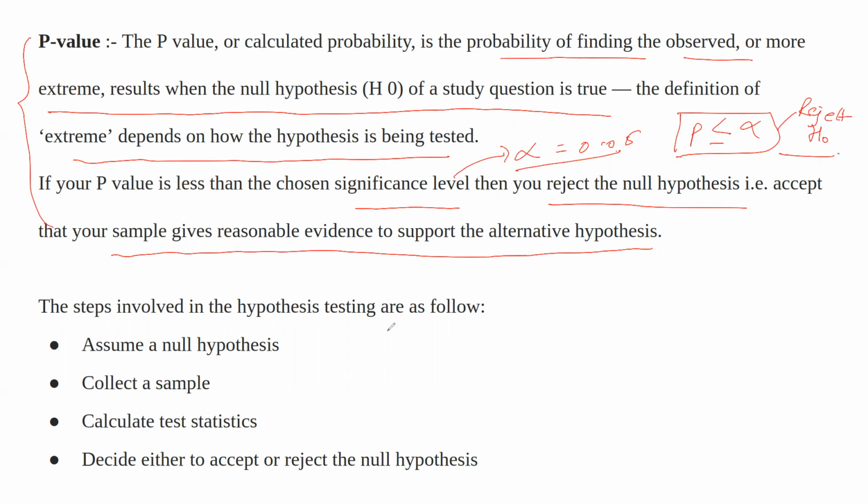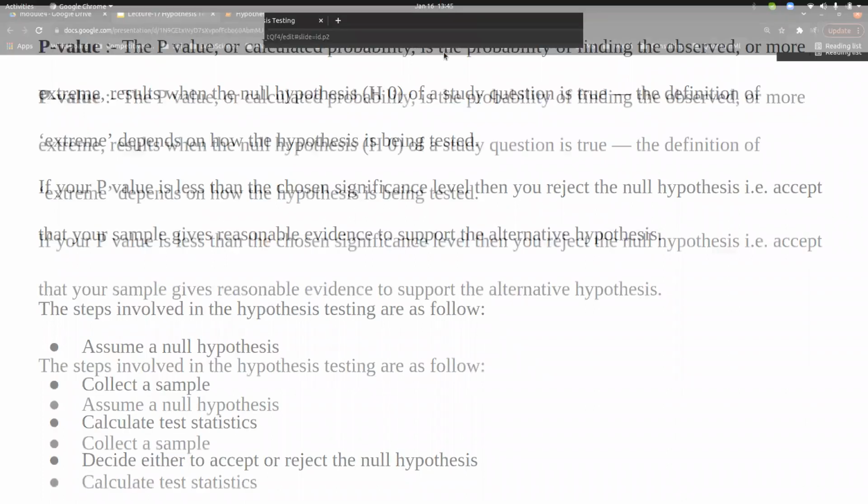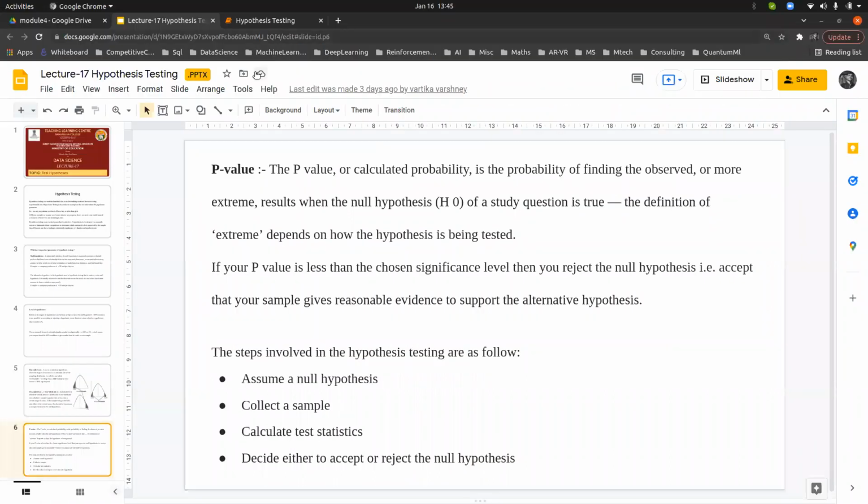Right, so let's quickly rewind the steps in hypothesis testing. We assume a null hypothesis, then we do some experiments, collect a sample, and compute some test statistics, and then either accept or reject the null hypothesis. So these are the steps primarily involved in hypothesis testing.